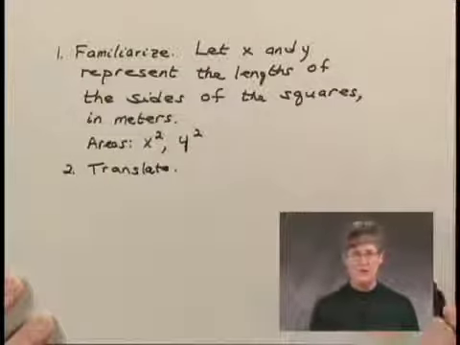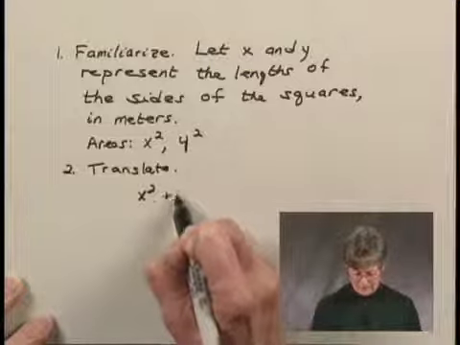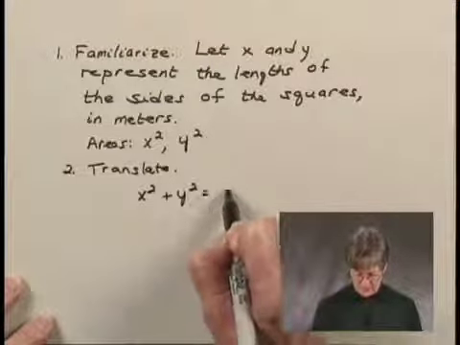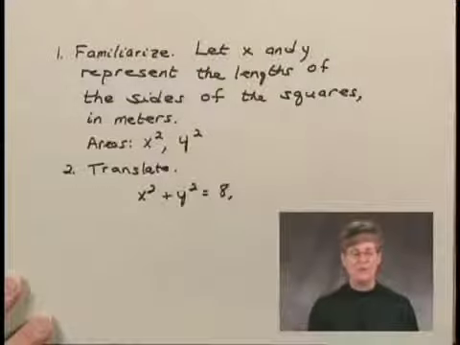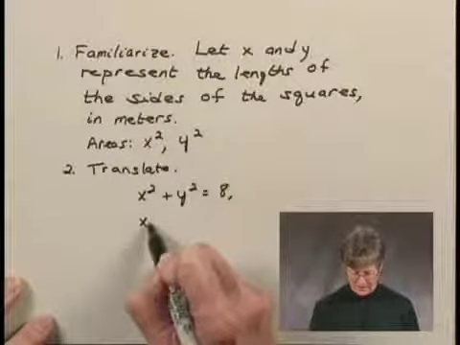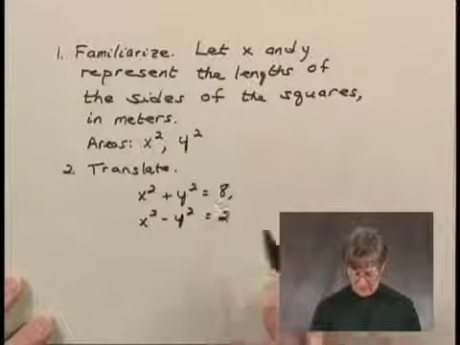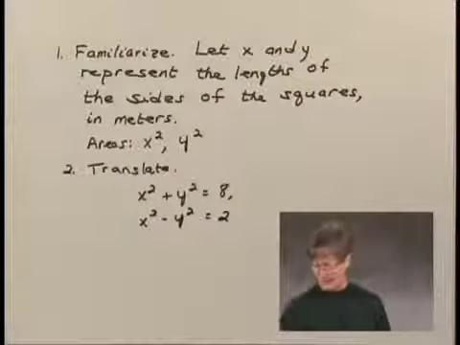We're told that the sum of the areas is 8 square meters, so that gives us an equation: x squared plus y squared equals 8. And we're told that the difference of the areas is 2 square meters, so that gives us a second equation: x squared minus y squared equals 2. So now let's solve this system of equations.